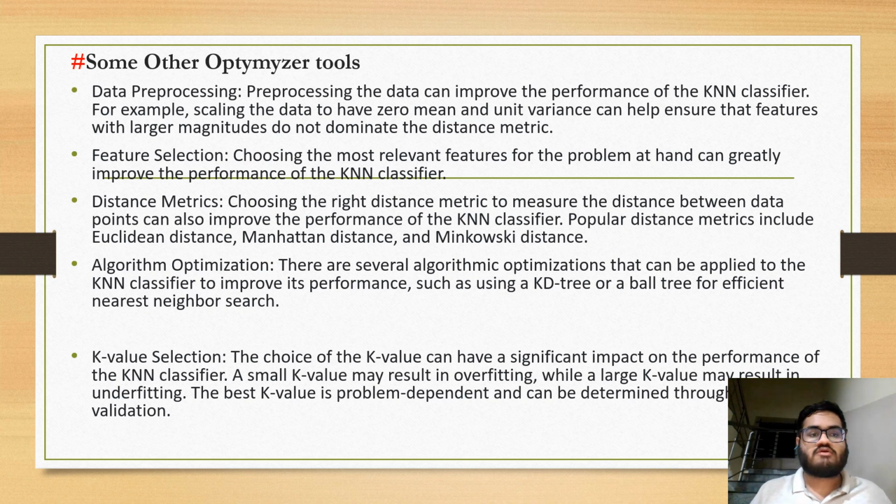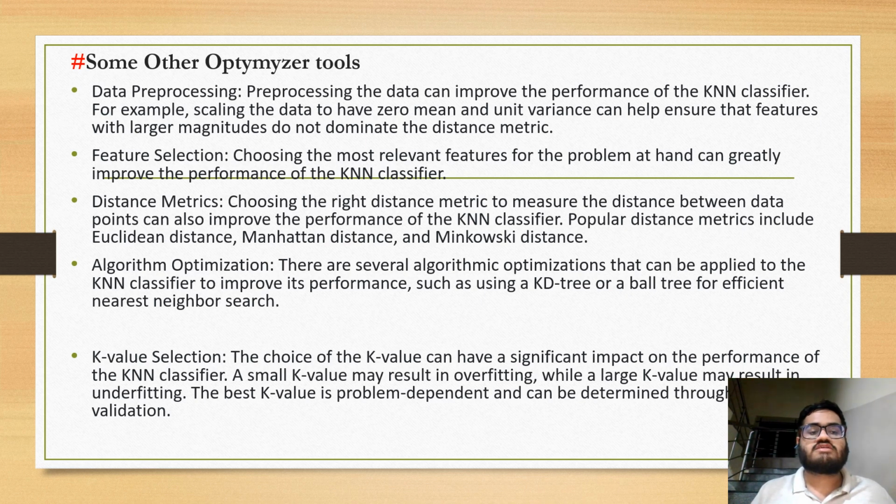Some other optimizer tools are data preprocessing. Preprocessing the data can improve the performance of the KNN classifier. For example, scaling the data to have zero mean and unit variance can help ensure that features with larger magnitudes do not dominate the distance metric, that is, the Manhattan distance or Minkowski distance or the Euclidean distance. Feature selection: choosing the most relevant features for the problem at hand can generally improve the performance of the classifier algorithm.